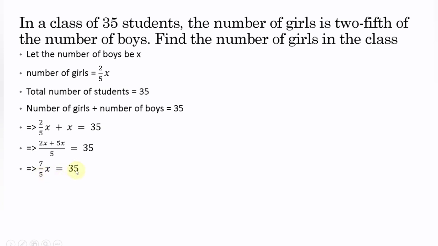Now this 5 will be multiplied here and 7 will be divided. So x equals 35 into 5 divided by 7, that is equal to 25. So 25 is the number of boys. Now we need to find out the number of girls. Number of girls is 2/5 of the number of boys. So 2/5 into 25. Now 5 cancels out with 25, you will get 5 and 5 times 2 is 10. So the number of girls is 10. So this is our answer.